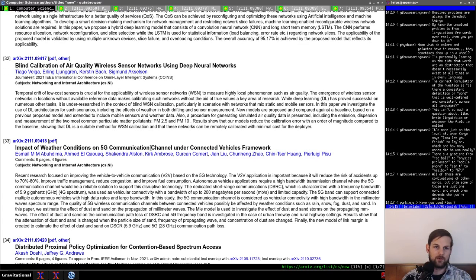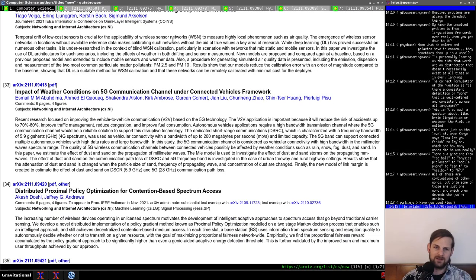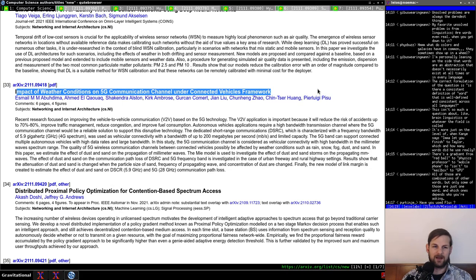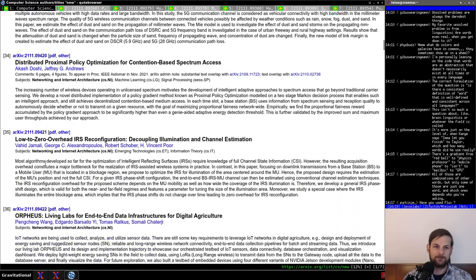Blind calibration of air quality wireless sensor networks using deep neural networks. Impact of weather condition on 5G communication channels under connected vehicle frameworks. This is interesting, although I don't know if I would learn much from this paper. It's interesting to know that is something that people are looking into.